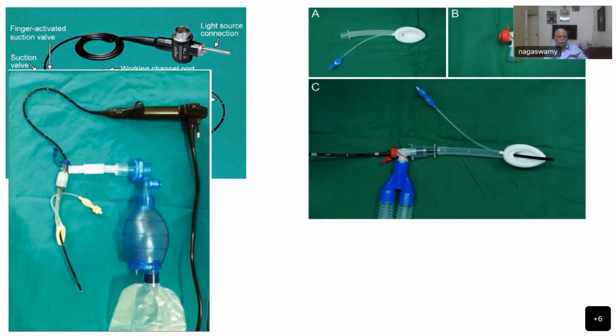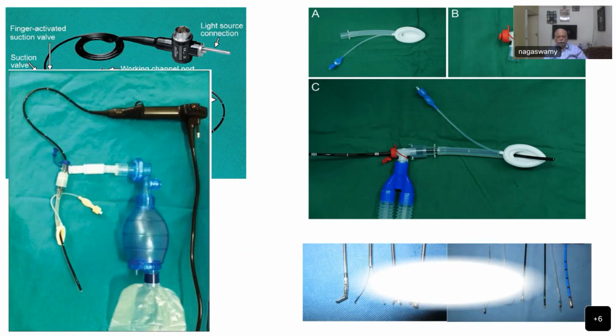And this is another method of continuing the ventilation. Even if you don't have the regular equipment, you can use an ambu bag for ventilating. And these are all the retrieval equipments which you can use with the flexible bronchoscope. Unlike the rigid bronchoscope, these are all the urethral baskets and other gadgets which are used for retrieval of the foreign body.